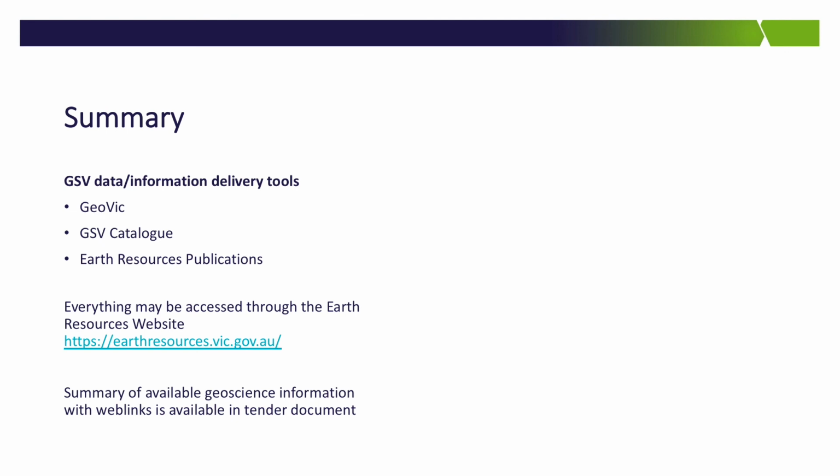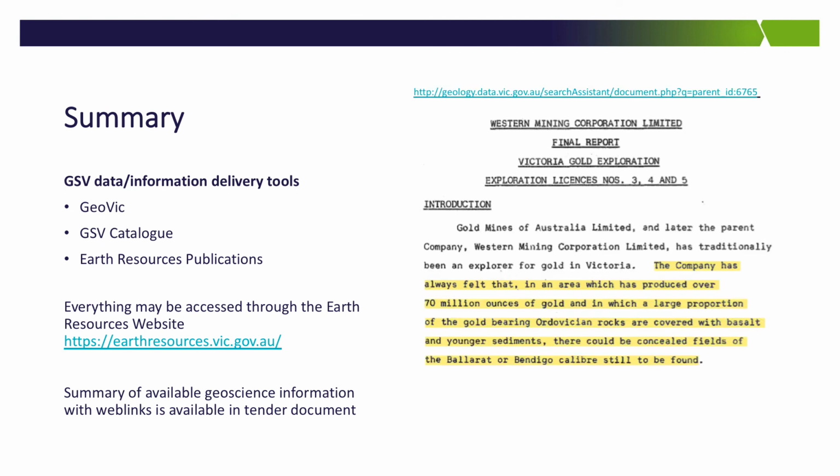So I'd just like to finish with this. As I was putting together this presentation, I went through a couple of the historic reports and I stumbled across this paragraph from Western Mining. And it says, in an area which has produced over 70 million ounces of gold and in which a large proportion of the gold-bearing Ordovician rocks are covered with basalt and younger sediments, there could be concealed fields of Ballarat or Bendigo calibre still to be found.